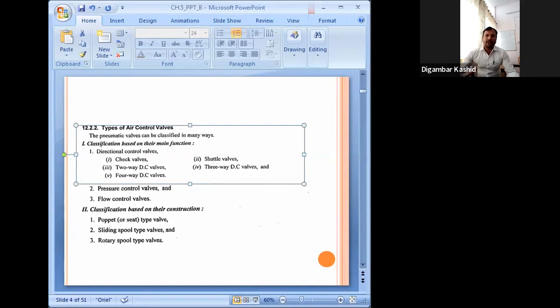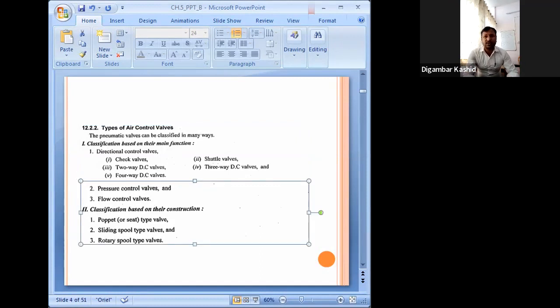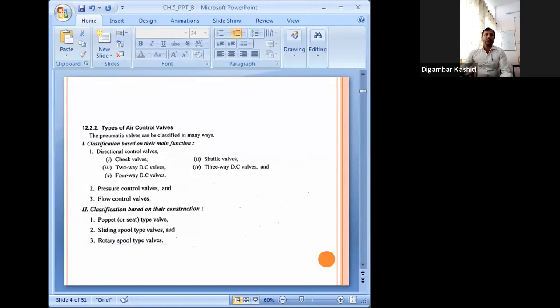Then, according to classification based on their construction, air control valves are classified into three types: poppet or seat type valve, sliding spool type valve, and rotary spool type valve. The same types are available for the hydraulic system also, hydraulic control valves. Here also the same classification is there. Please remember, because we have already discussed this one.